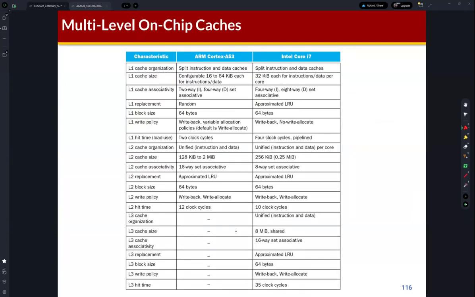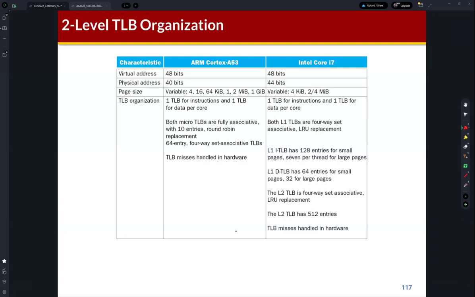So this is an example. If you see the CPU specification, you can find the cache configurations right here. This is the example of ARM and Intel. Also you can find some virtual memory configuration, like the virtual address: ARM is 48-bit, and Intel also uses 48-bit, and then the physical address. This physical address determines the maximum physical memory size.